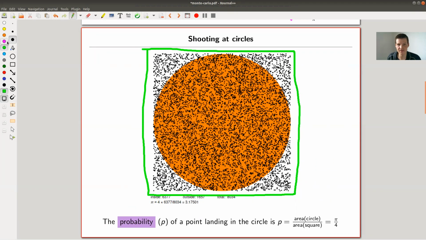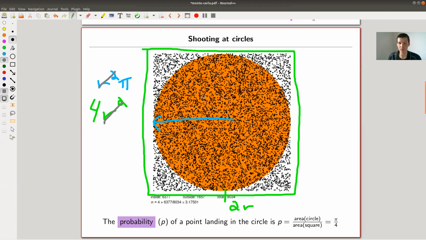And it's pretty easy to see: the circle has some radius, whatever it is, r. So the area of the circle is r squared times pi, right? And the area of the square, because it's a square with side length 2 times r, since if the radius is r then the side length of the square is 2r, is 4 times r squared, right? So you can get rid of r, it doesn't matter.